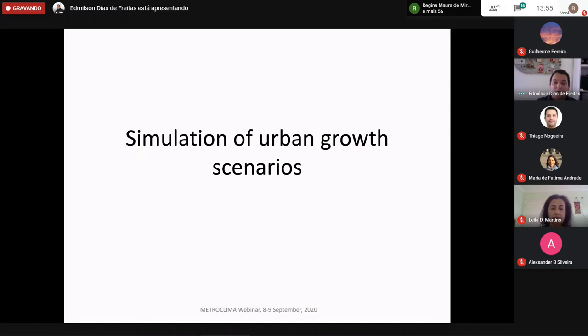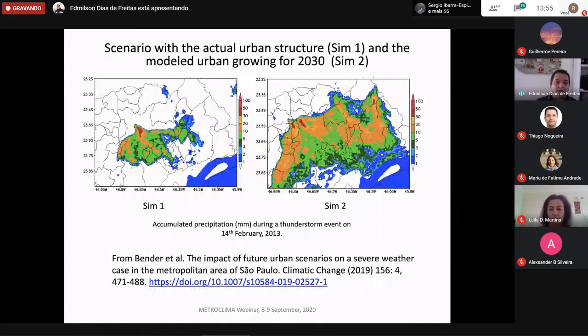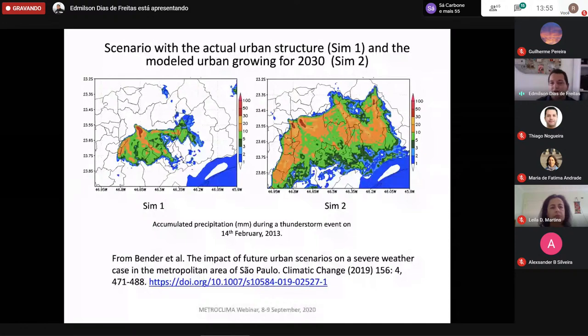So we made some simulations considering this red area here, as if this whole region were urbanized with constructions and buildings and houses and everything. The results of our simulations were based on a thunderstorm case. And again, what we were trying to do was to simulate the atmospheric circulations, and a very good example of atmospheric circulation is related to thunderstorms.